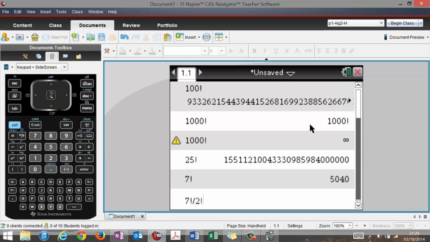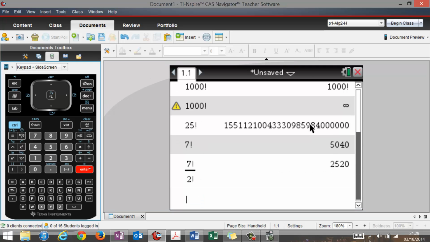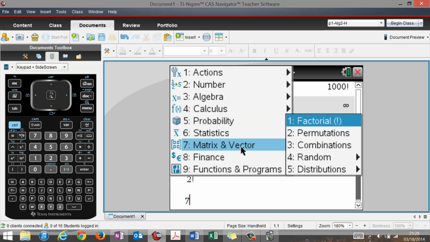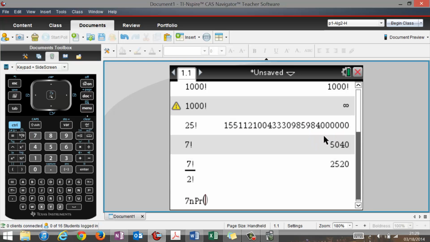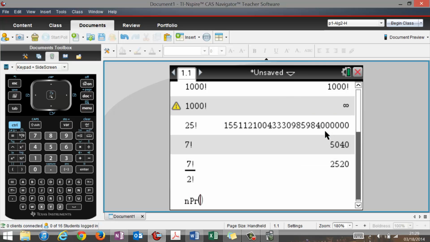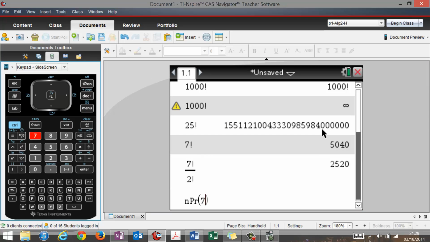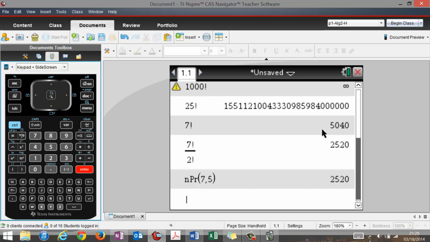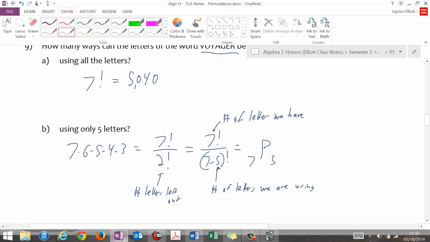Forgive the delay here, but hopefully you're doing this on your own too. Or I can say, what is 7? And then go to the menu, to probability, permutations. I want to hit that and then say 7, comma, 5 for 7 pick 5, and it'll give me the same thing. This is the calculator's way of typing in 7 pick 5, but this is the way we write it out by hand.